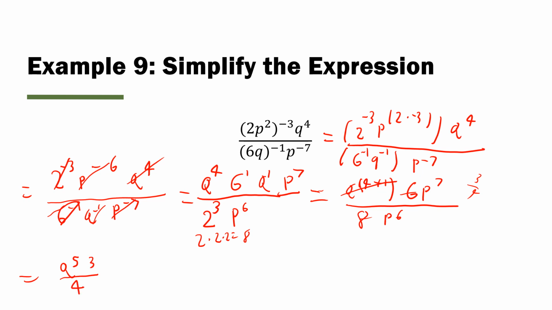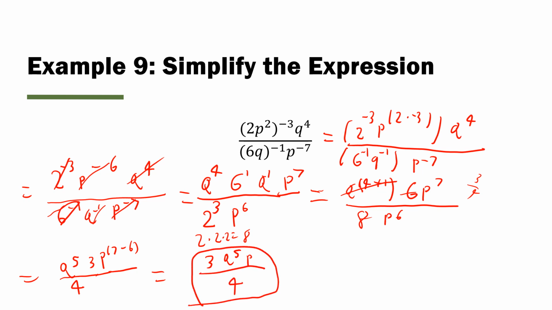And this p to the power of 7 divided by p to the power of 6 can become p to the power of 7 minus 6 in the numerator. So we end up with 3 times q to the power of 5 times p to the power of 1 divided by 4. That's our final answer.